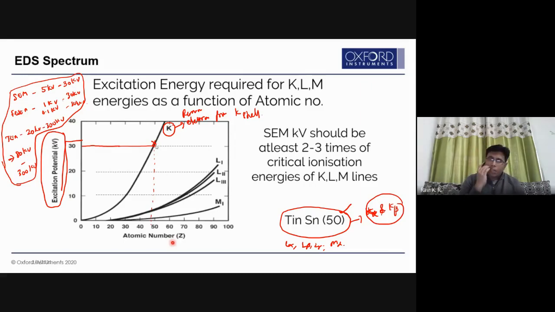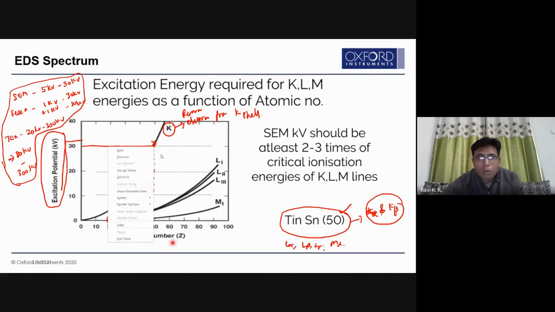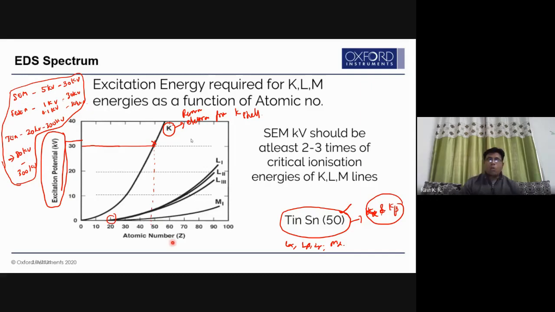Suppose I have an element with atomic number, let's say, 20. I do not know which element it is. In that particular system, this is a critical voltage required to knock off the K shell electron. Only if you knock off the K shell electron can an electron move from the L shell to the K shell. If you do not knock off this K shell electron, automatically you are not going to see K alpha and K beta.